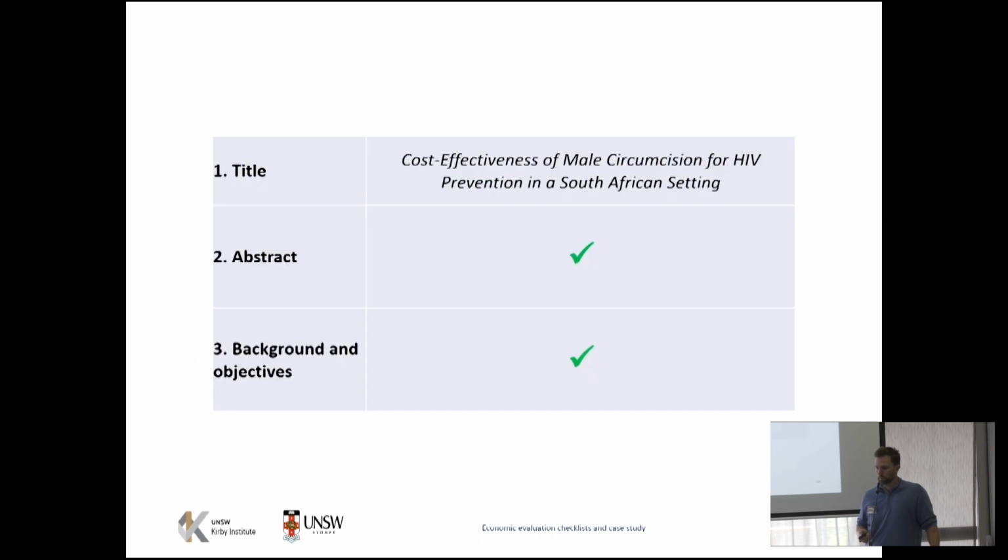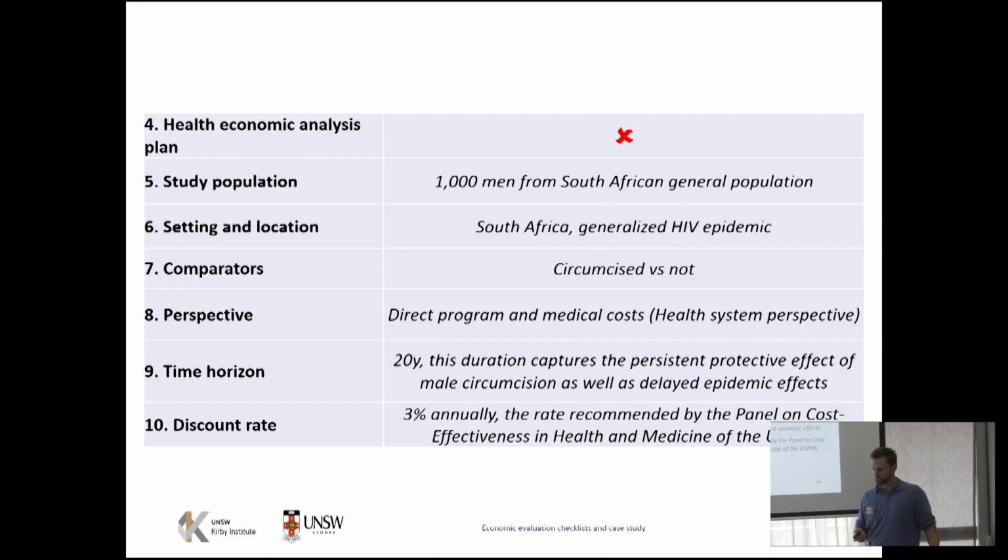All right, we'll just go through the CHEERS checklist applied to the case study that we just looked at. It's a bit unfair applying a 2022 checklist to a 2006 study, but let's see how it went anyway. So first three, pretty easy to tick off. Did they have a health economic analysis plan? Well, they might have done, but they didn't talk about it, so a cross there.